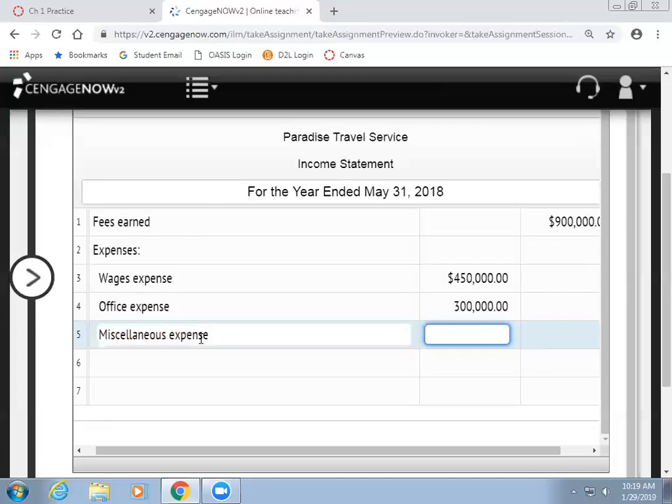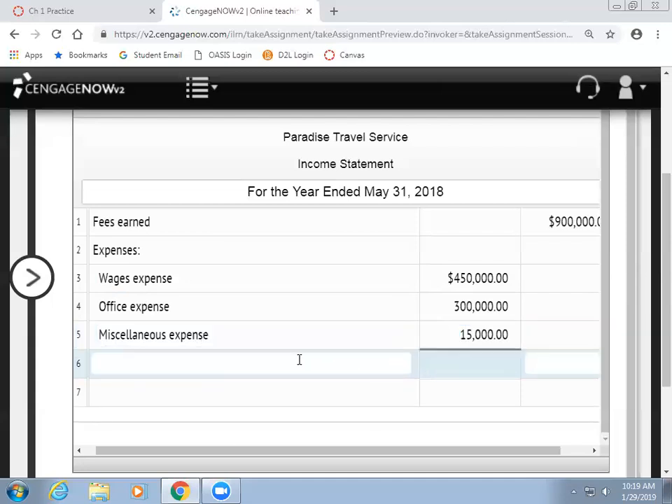Miscellaneous expense of $15,000. It's always a fun one to type, right? You can always refer back to that labels page if you need the spelling or anything. Okay, so those are my 3 expenses. I have wages, office, and miscellaneous expense. I type them all in the leftmost column, and then I'm going to add them up.